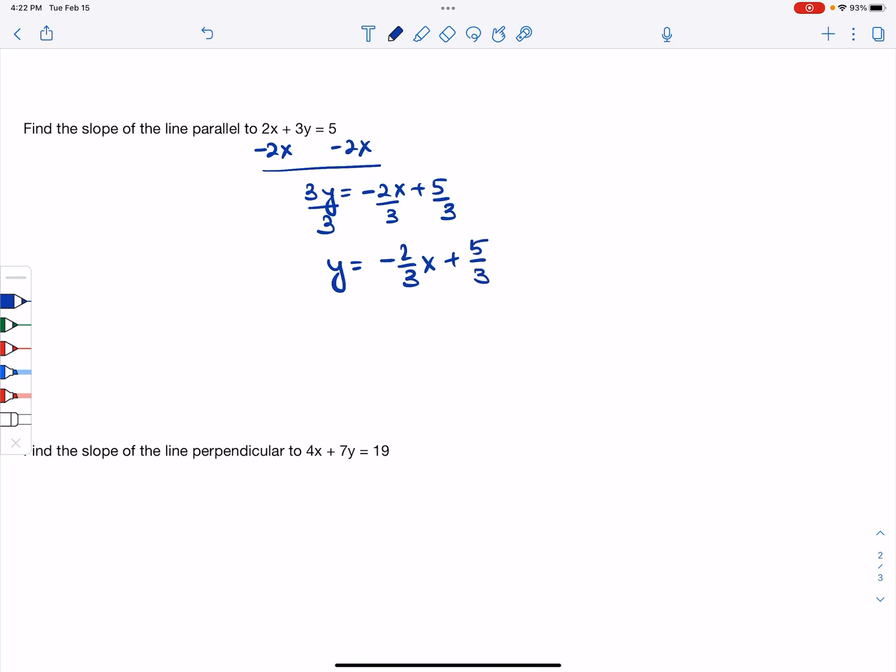Okay. And as you can see, I'm going to write the slope-intercept form out here for easy comparison. Now I can see my m very clearly. It's this. And now the question is not asking you to find the slope of this line. It's asking you to find the slope of the line parallel to this line. So now let's think about parallel lines. Let's say I had a line this way, and then I had a line parallel to it.